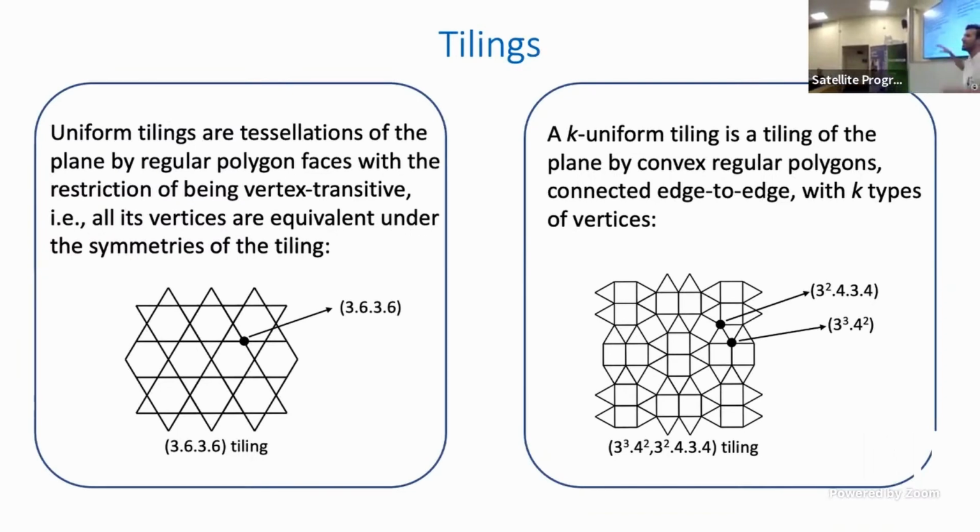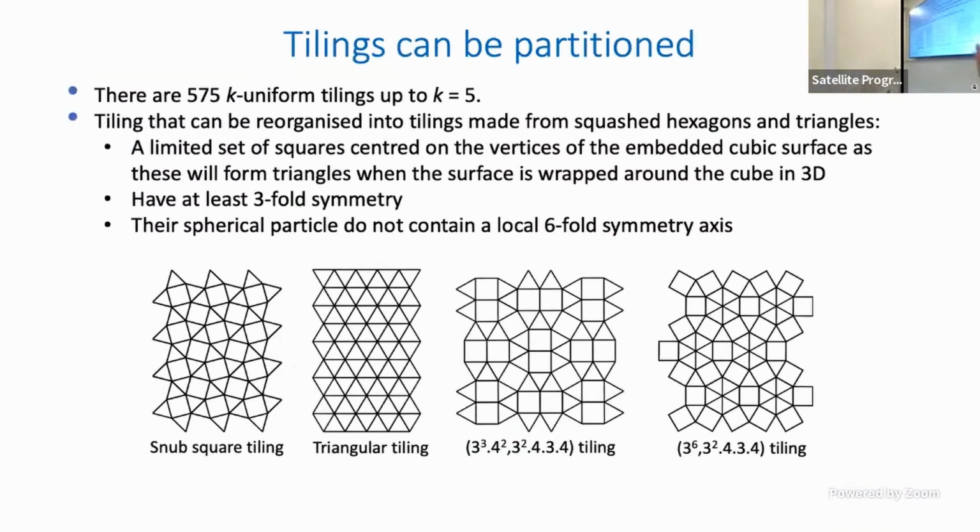A k-uniform tiling has k different types of vertices. One vertex is surrounded by 3, 3, 3, 4, 4. The other one is 3, 3, 4, 3, 4. So we have two types of vertices here, and we call this the 2-uniform tiling. Then we have 3-uniform tilings. I think up to 6-uniform tilings have all been categorized, but beyond that, not yet. So we now go and check all the tilings, that they are made of triangles and squares, and that we could remove some lines to create those squash hexagons out of them.